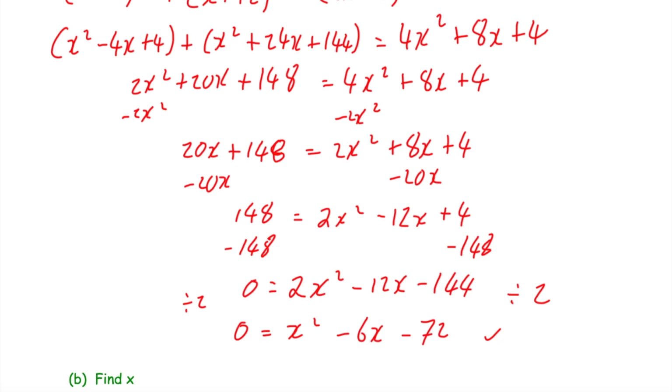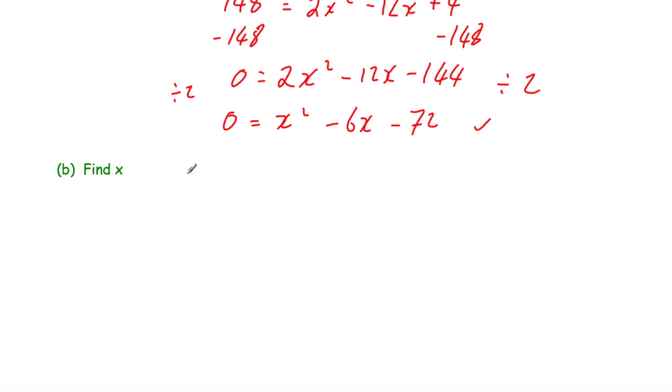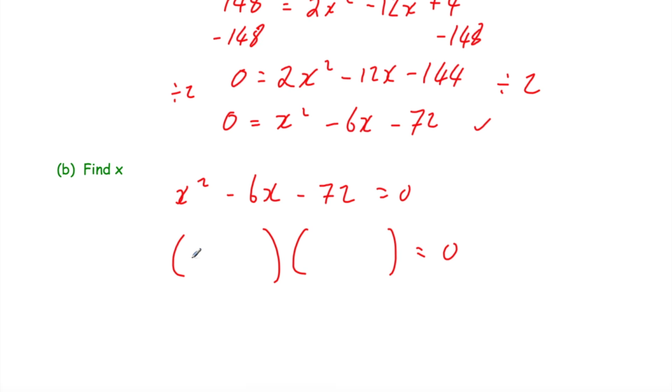Okay. And then if we have a look at part B, part B says to find x. So we've got this quadratic equation, so what we're going to do is solve it. So I'm just going to write it out, x squared subtract 6x minus 72 equals 0. Now to solve this, I'm going to try and factorize it. So bracket, bracket equals 0. And because it's x squared, we're going to put x's at the front of both brackets. So an x there and an x there.